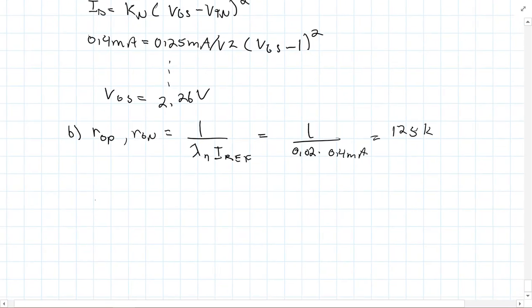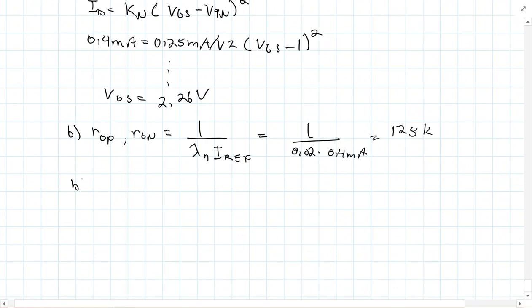So for part B, this would be, well, actually I forgot to compute one other thing. I need GM, which is just Kn times the square root of, alright, actually I'll just do this. I'll do 2 Kn VGS minus VTN. I mean, yes, there's several ways you can compute it, but that's one way.